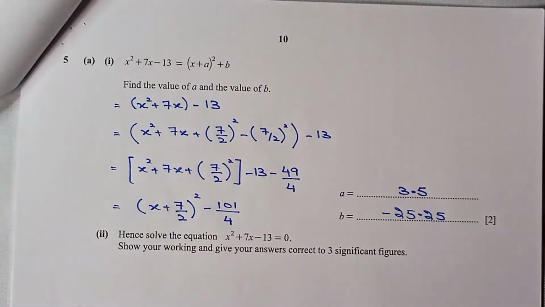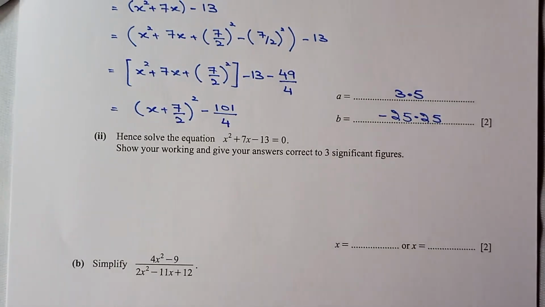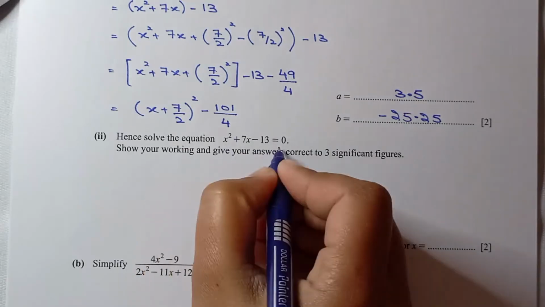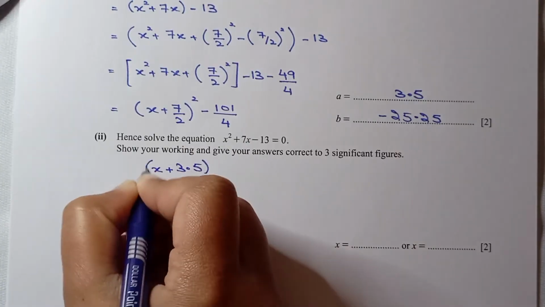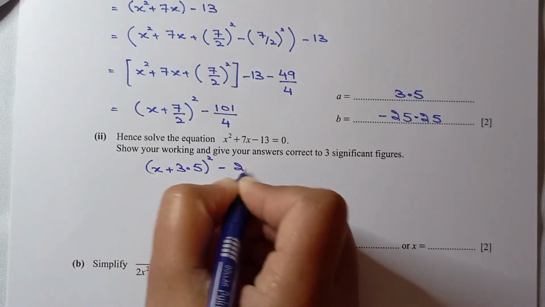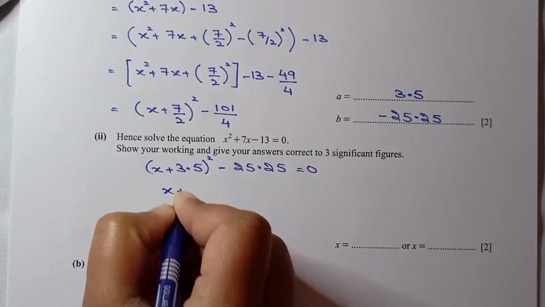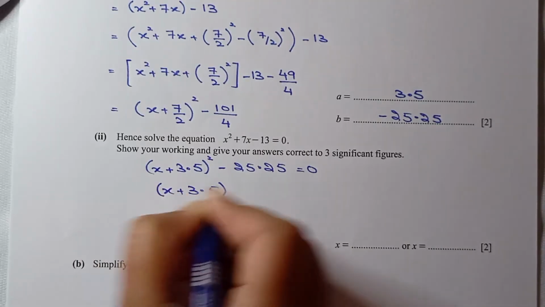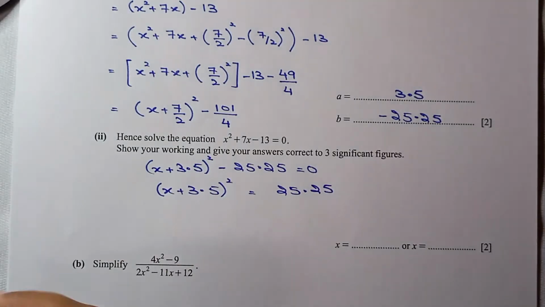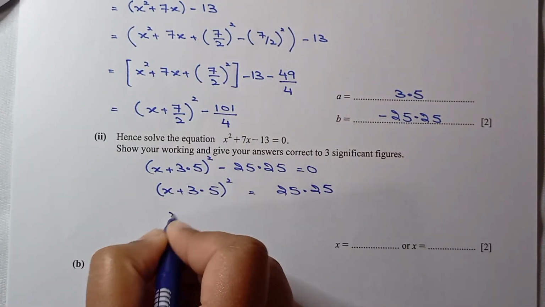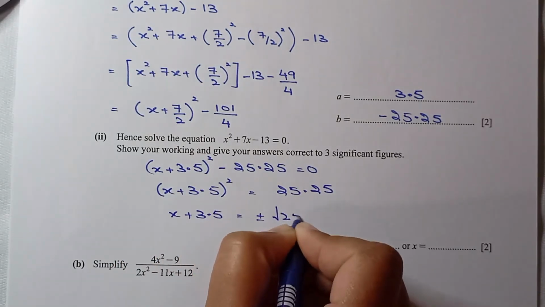Right. Now for the second part, hence solve the equation, show your working and give your answer correct to 3 significant figures. Okay, so this equation is equals to x plus 3.5 whole square and minus 25.25, and this would be equals to 0. So we can say that x plus 3.5 whole square would be equals to 25.25. Now taking square roots on both sides, so this would be x plus 3.5, and here we have plus minus square root of 25.25.